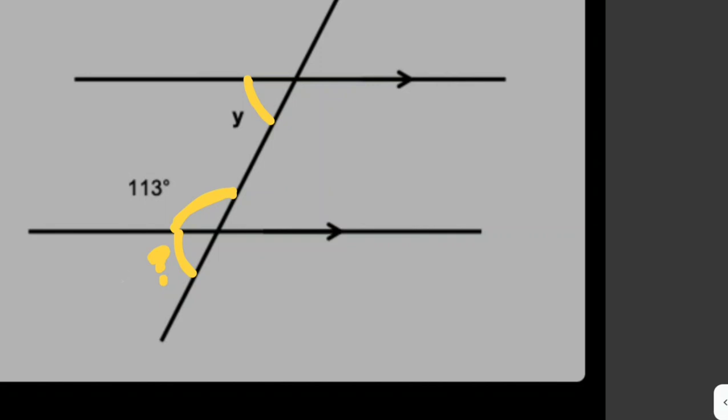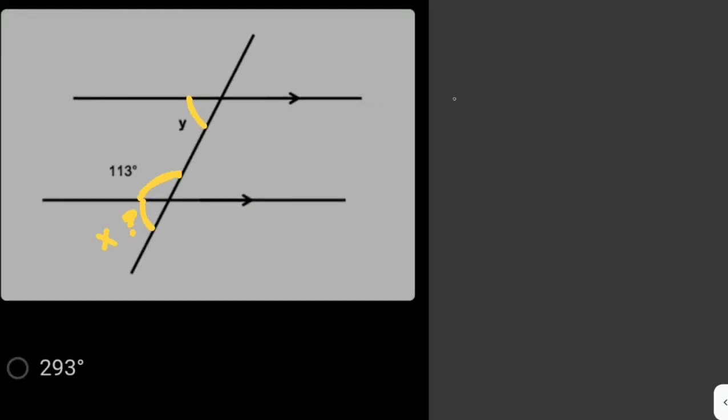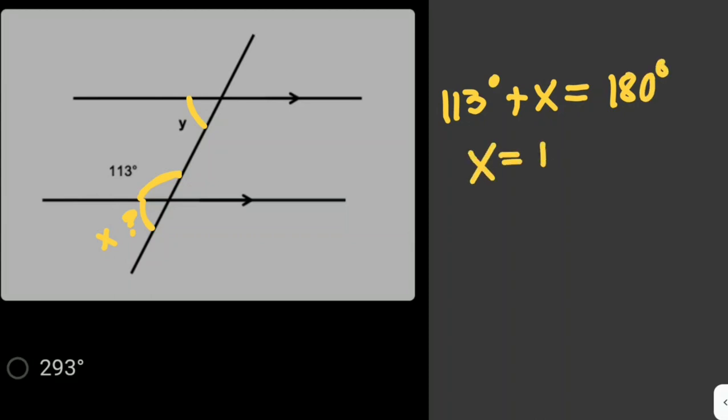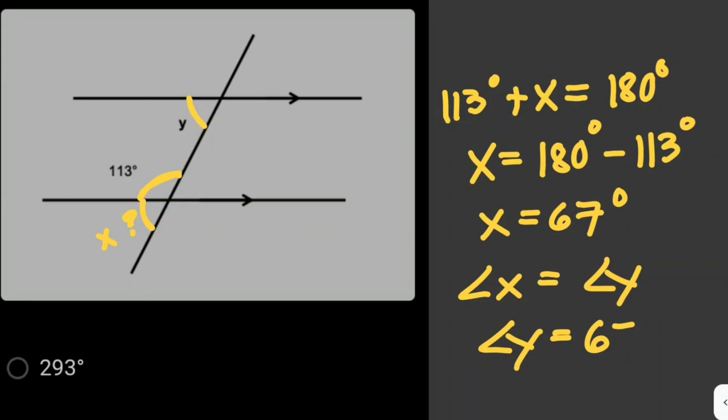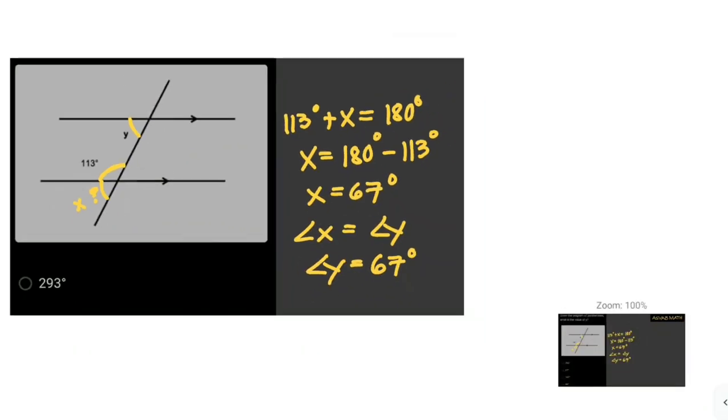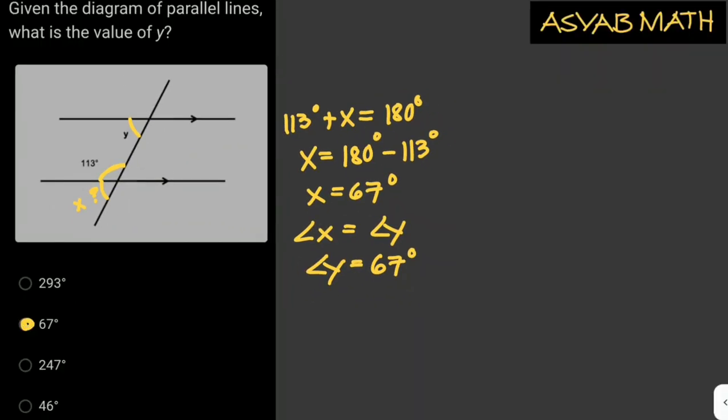Therefore, let's say this angle is x. 113 degrees plus x is equal to 180 degrees. Therefore, x here is just equal to 180 degrees minus 113. So x here is just equal to 67 degrees. And angle x is just equal to angle y. Therefore, angle y is also equal to 67 degrees. So this is our answer here.